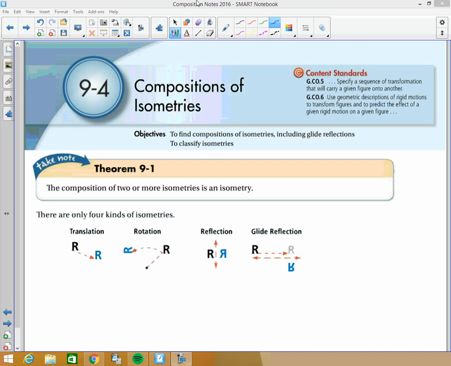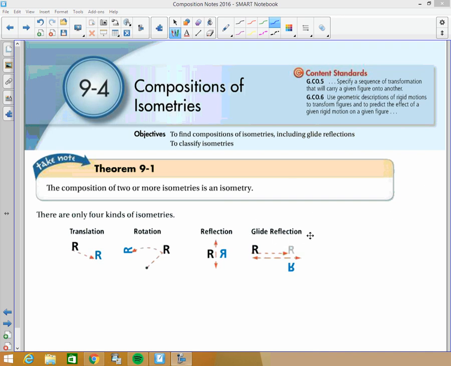Okay, today we're going to talk about compositions of isometries. Composition means that we're going to combine, obviously, two functions, and isometry means we're going to combine two rigid functions. So these are transformations where the size and shape doesn't change, just the location. So if you remember, there's translation, rotation, reflection, and then glide reflection.